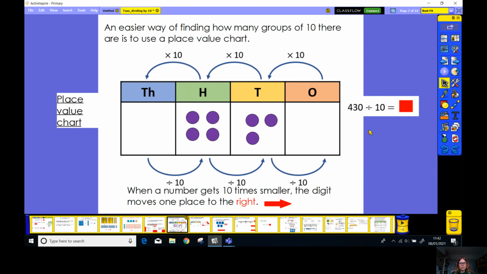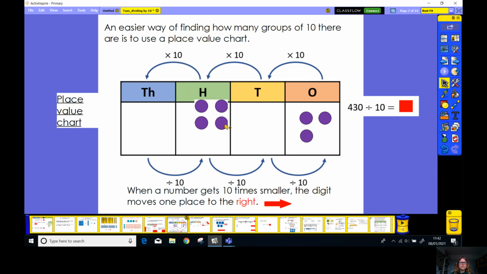So here we have a number, don't we? We have 430. There's 4 hundreds and 3 tens. When I divide that number by 10, this is what happens to the digits. They move one place to the right. So my 3 tens become 3 ones. And my 4 hundreds become 4 tens. So when I divide 430 by 10, my answer is 43.